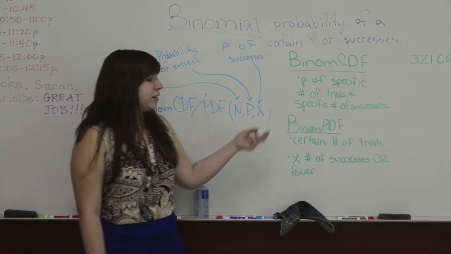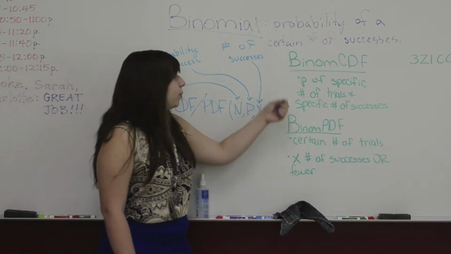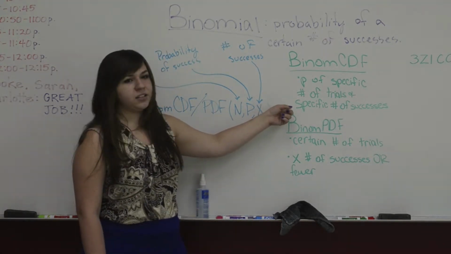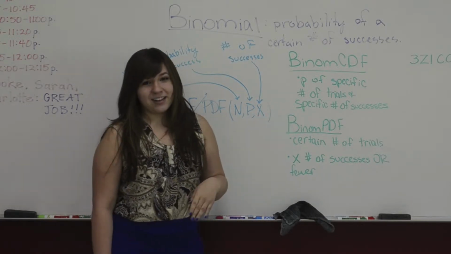But how do you know whether to use binomcdf or binompdf? Well, binomcdf is a probability of a specific number of trials and a specific number of successes. Let's see an example of that.